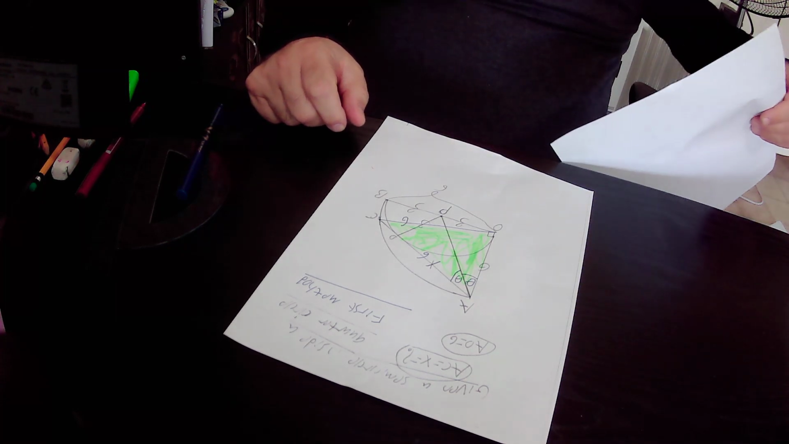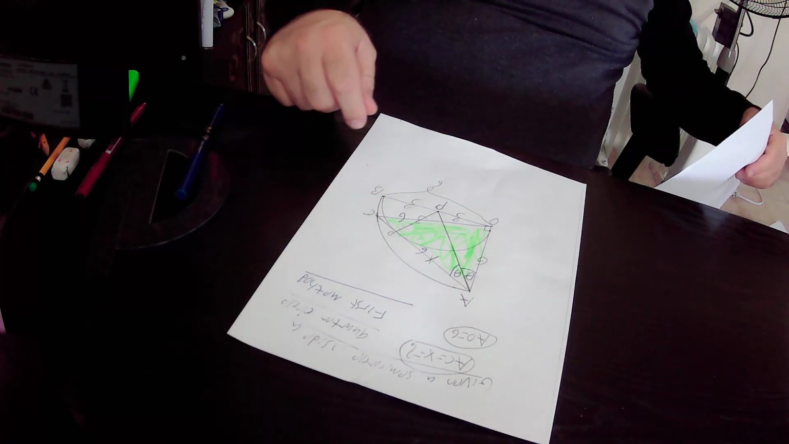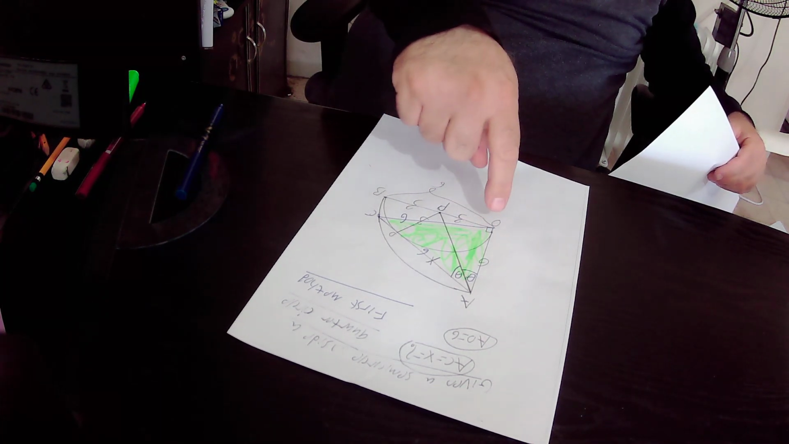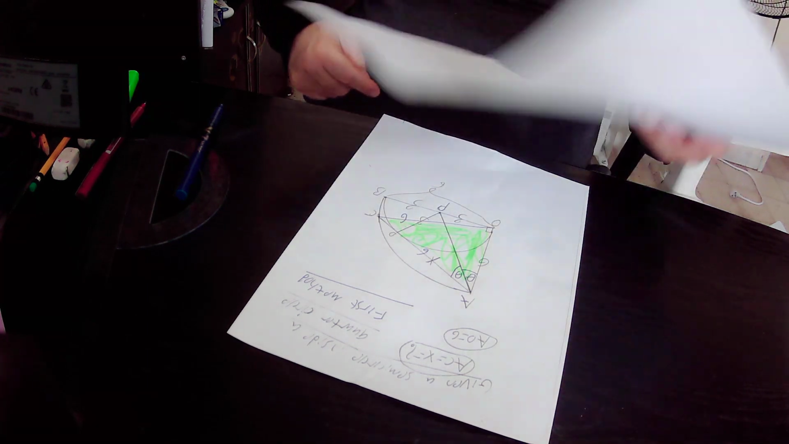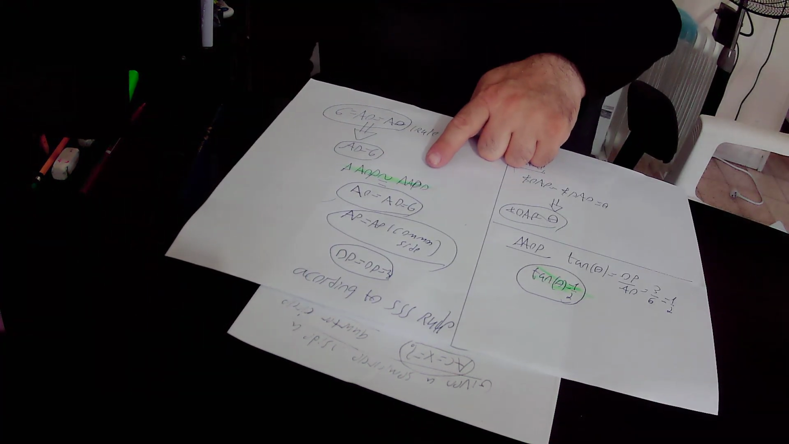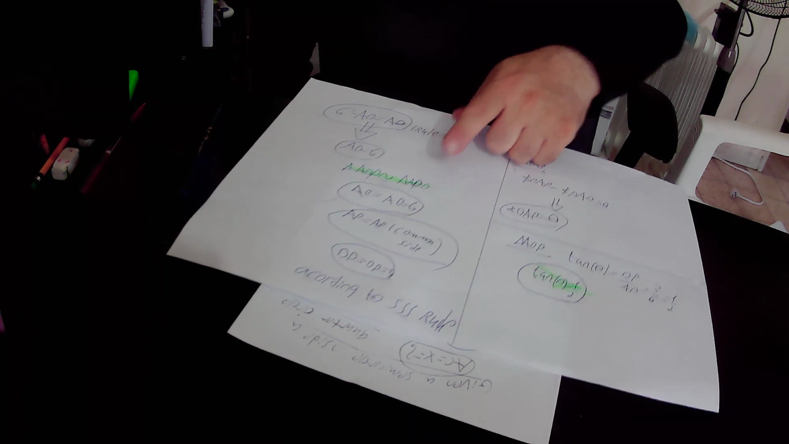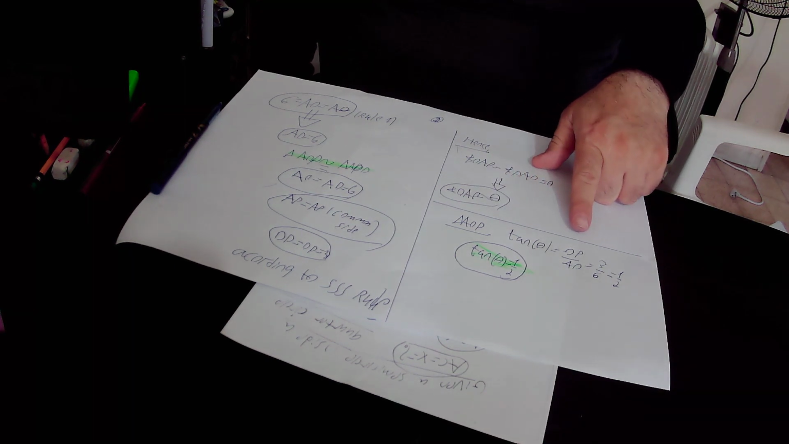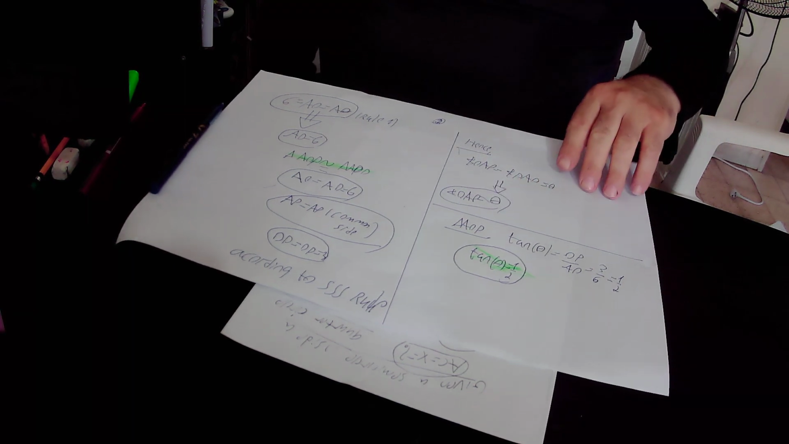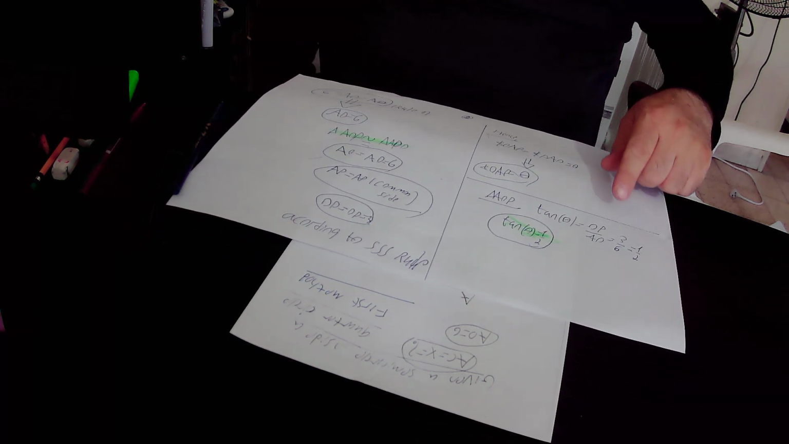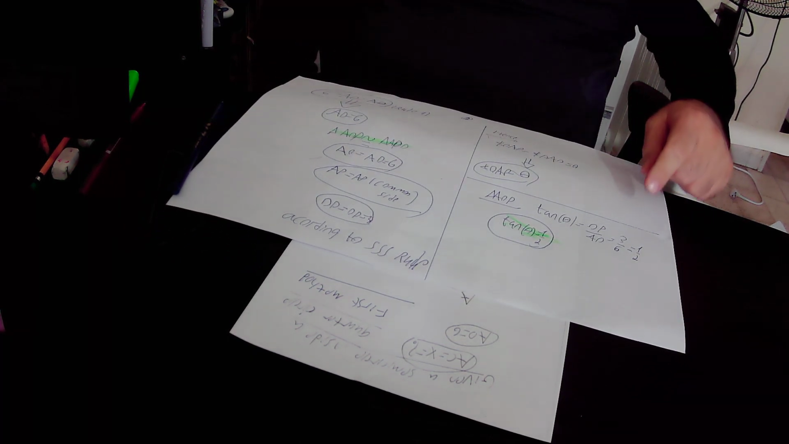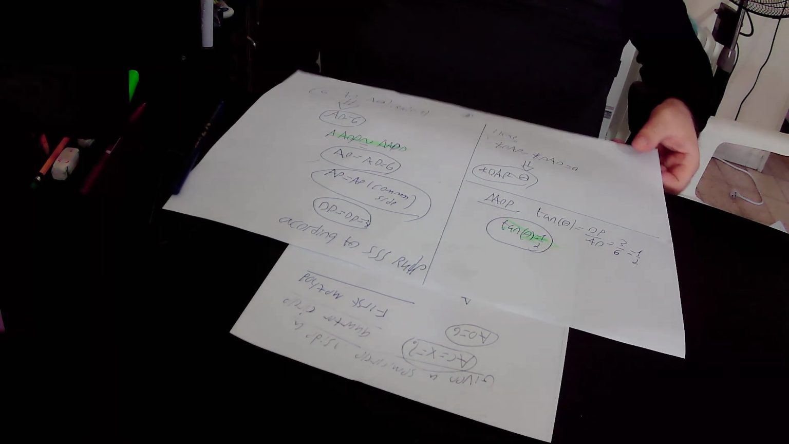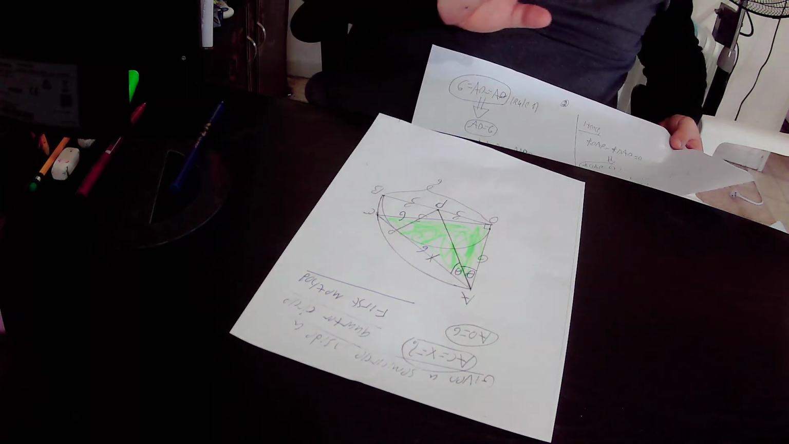Then in triangle AOP, tangent theta equals OP over AO. OP equals 3 units, AO equals 6 units. That is to say, tangent theta equals 3 over 6, that is 1/2. So in conclusion, we found out that tangent theta equals 1/2.